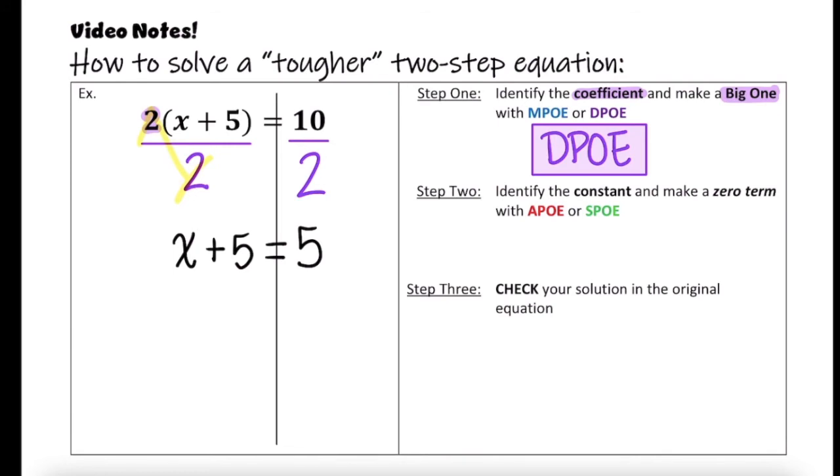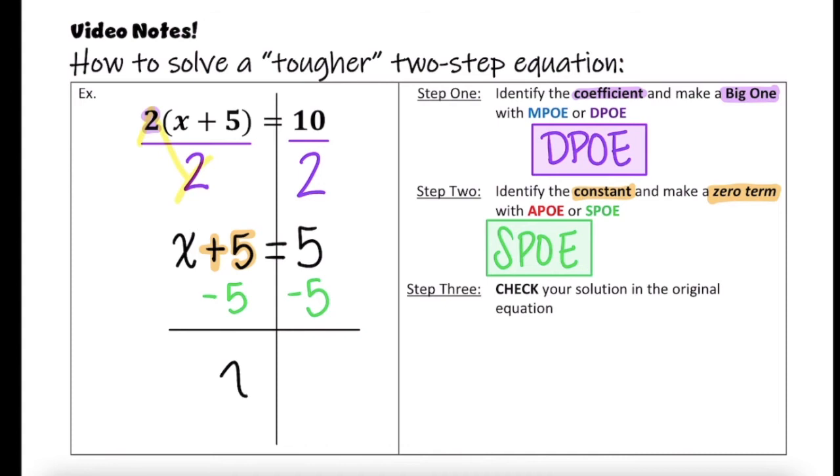So step 2 here, once you've used that big 1, now we're going to identify our constant because it's out of that group, and our goal is to make a 0 term. So our constant here is our plus 5. We're going to make a 0 term using subtraction, SPO. Since that's a positive 5, we would subtract to make 0. So subtract 5, and our new equation, well, let's see. 5 minus 5, that's 0. So we're left with x, and 5 minus 5, that's 0. So it appears that our solution here is 0.